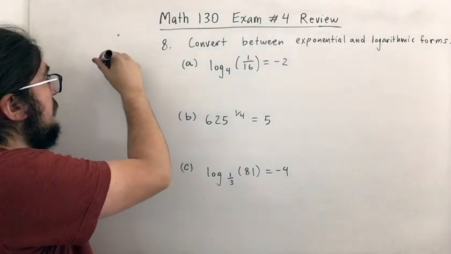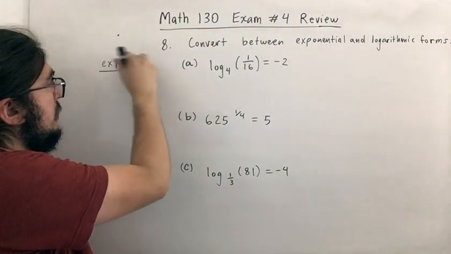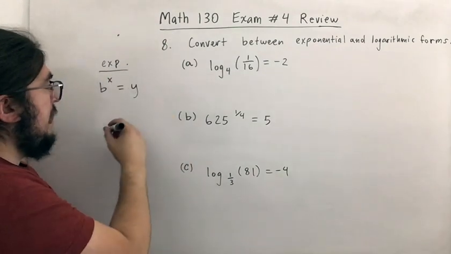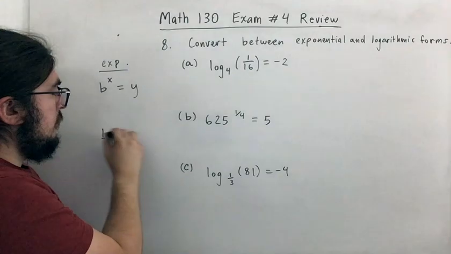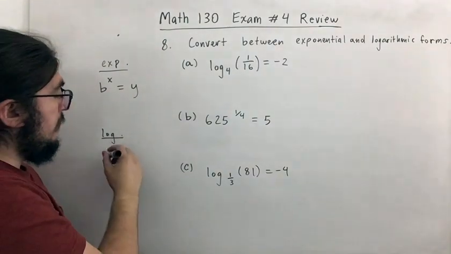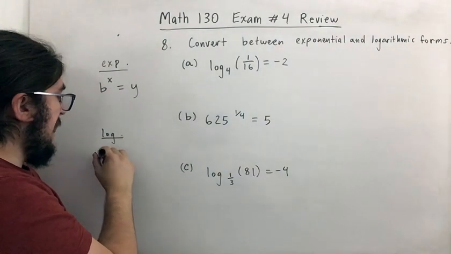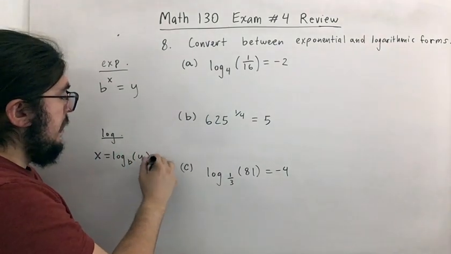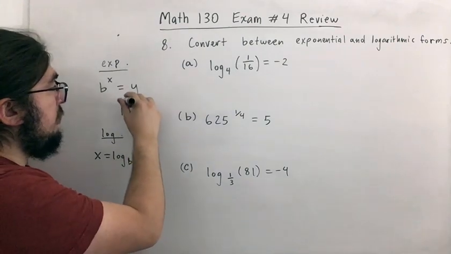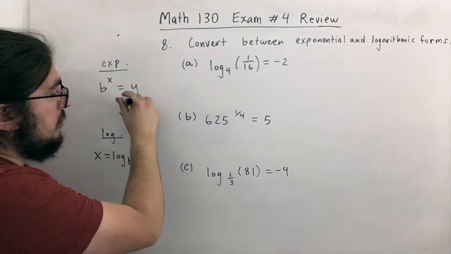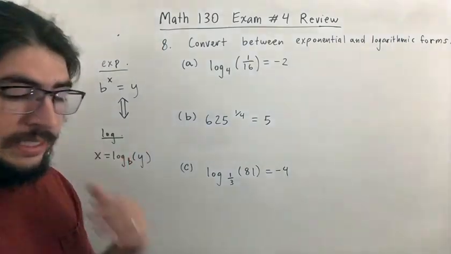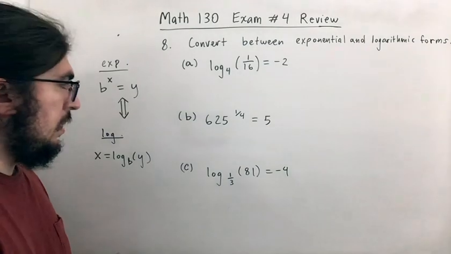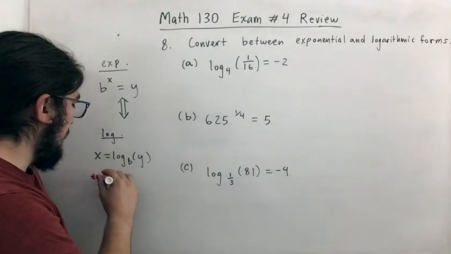So we have an exponential form is b to the x is equal to y. Okay? And a logarithmic form, using the same letters, is x is equal to log base b of y. In other words, there's a way to convert this form to this form and vice versa. Now the best thing to keep in mind here, and this always helps in my opinion, and I mentioned it in the previous problem as well, is that the bases are the same.